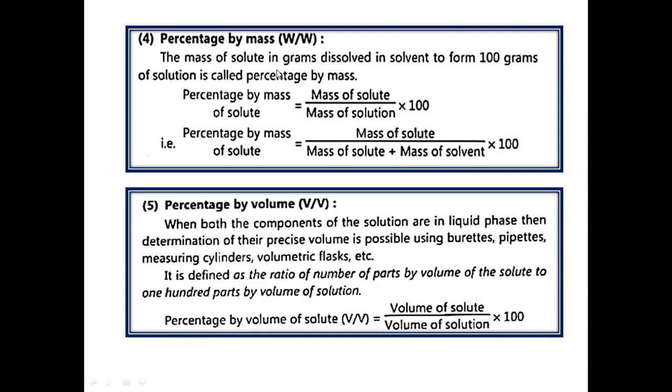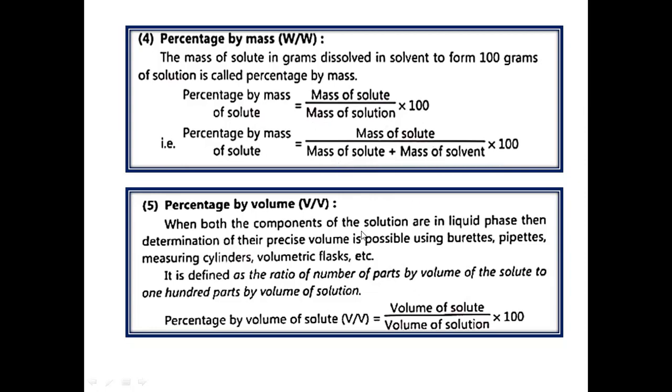So when one has to prepare a percent solution by mass, that is W by W, then we should dissolve the solute into the solvent to form 100 grams of solution. That will be called a percent solution by mass, W by W. So percentage by mass of solute is equal to mass of solute divided by mass of solution into 100, or mass of solute divided by mass of solute plus mass of solvent into 100.